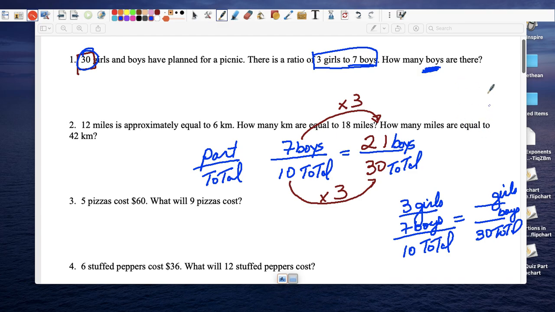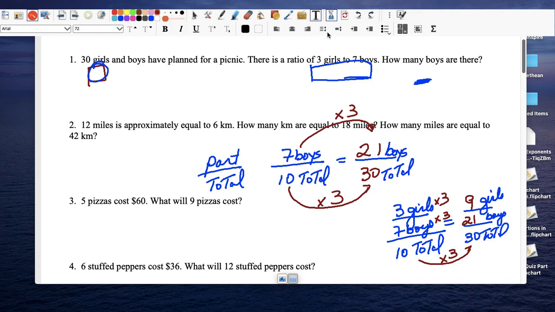Well, they didn't ask us for the girls, but we can still find it out. So what's the relationship here? Everything increased by a factor of 3. So times 3, times 3, times 3. 7 times 3 is 21, so there are 21 boys, and 3 times 3, there are 9 girls. And notice that this way we can actually confirm, because we can add the number of girls and the number of boys, and you'll see that there's a total of 30. I like this way. Now, either way is fine, though.